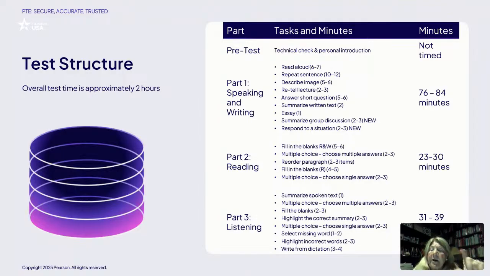Then you're going to have a part one, which is speaking and writing, and that will go from 76 to 84 minutes. And like I said, that will pace according to how you are getting the work done. And you will always be able to look up at the corner and see how much time you have. Part two is the reading, and that is about 25 to 30 minutes.